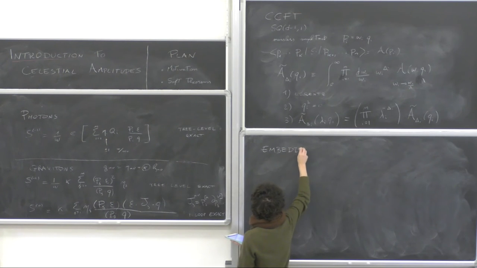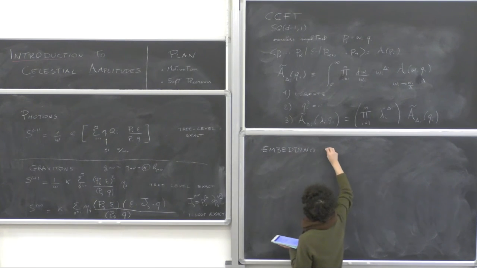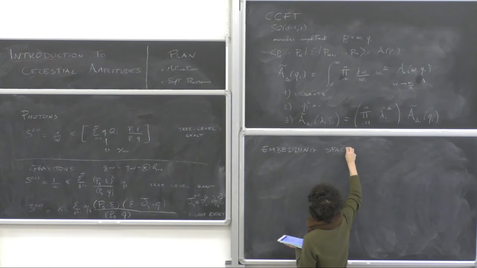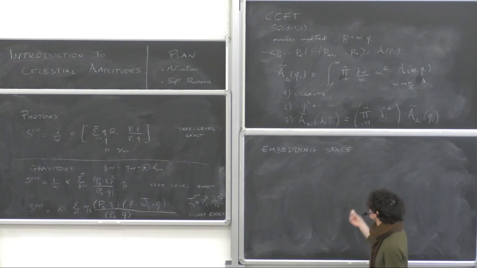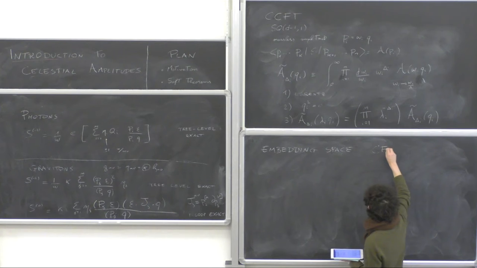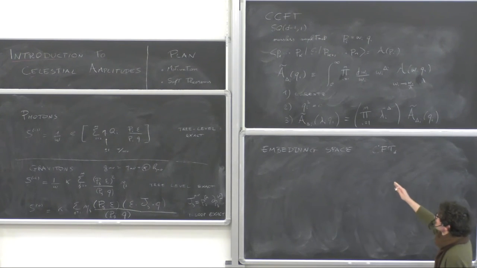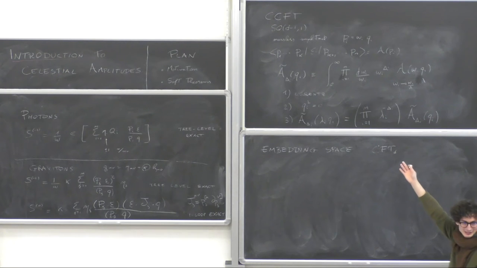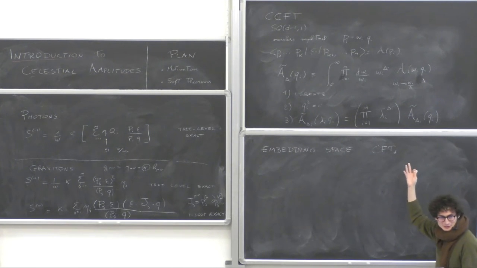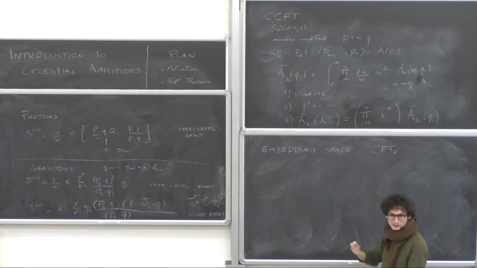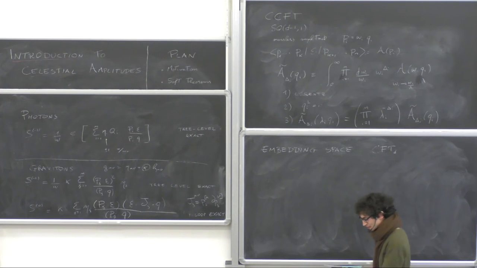So this embedding space is a trick used in CFT, let's say in CFT in generic dimension. It's a trick that uses the same idea that SO(D-1,1) is both the conformal group and the Lorentz group. So it's the same idea, but in reverse, if you want.